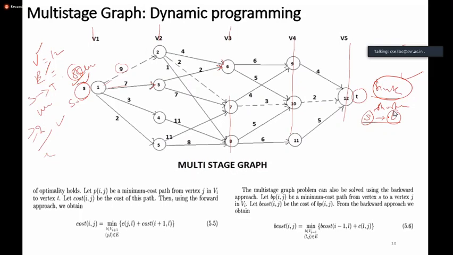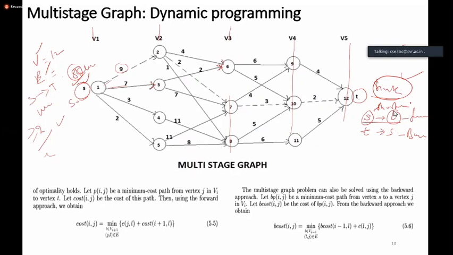The problem is S to T. But one more point you can write. You can calculate T to S also. If you calculate S to T, we call it the forward approach. And if you want to calculate T to S, you can also calculate. If you calculate like this, T to S, we call it the backward approach. Very clear? Then we have two approaches.